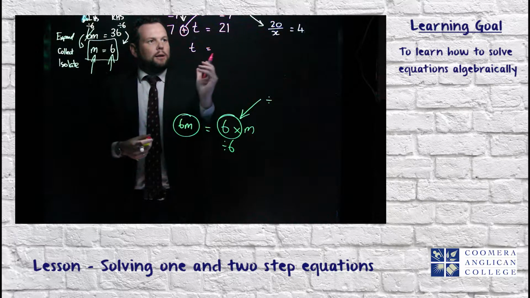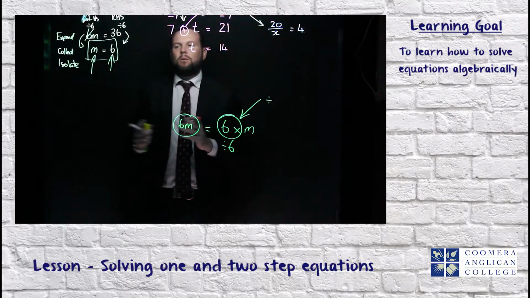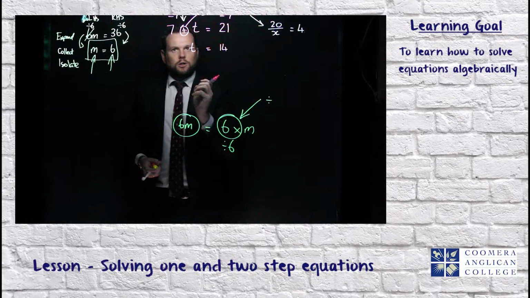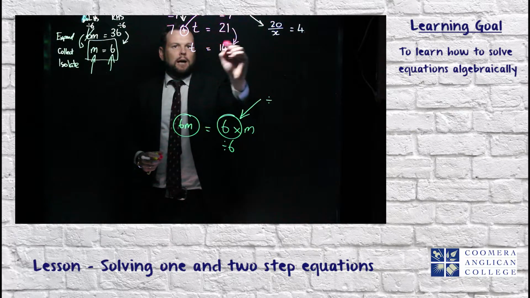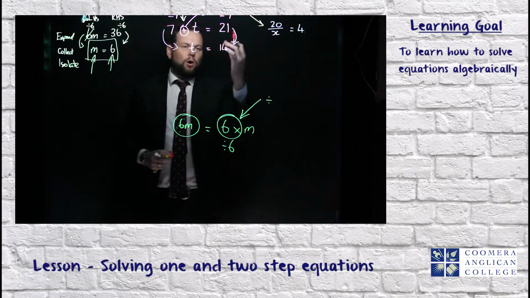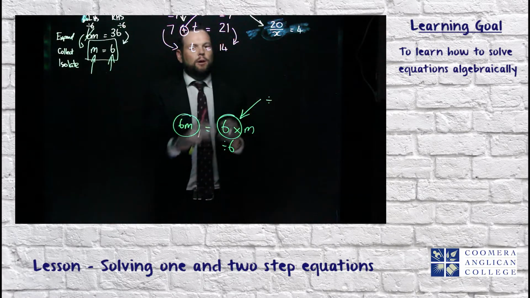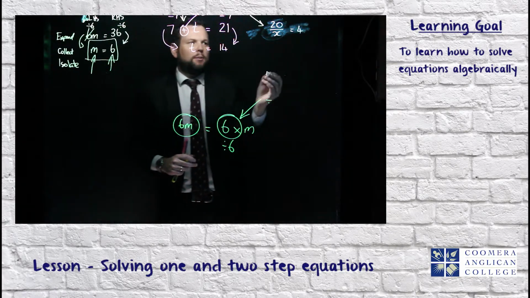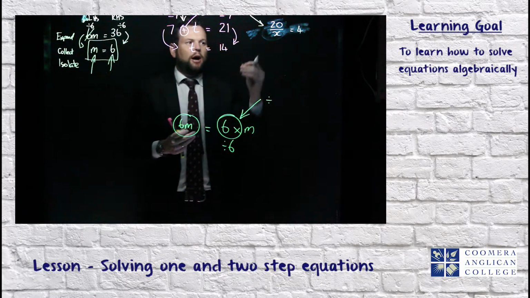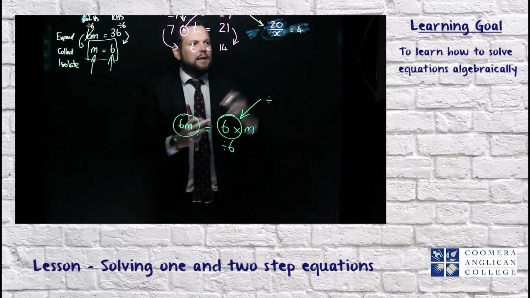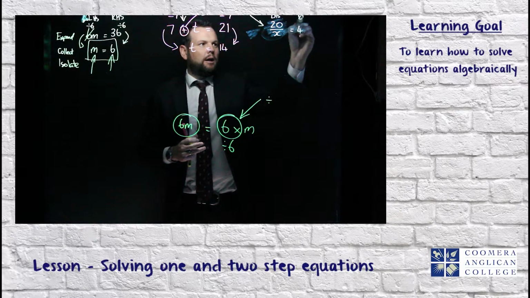So 21 take away 7 gives me 14. Now, I'm sure that you're sitting there thinking, well, I know how to do this. I was just doing it by inspection, just by looking at it. But it's important that we understand this process of working our way down the page. So if I look at this one over here, I've got 20 divided by x equals 4, and this one's actually going to be a couple of steps. We're going to find that our variable x ends up on the right-hand side. So remember, we've got left-hand side and right-hand side.